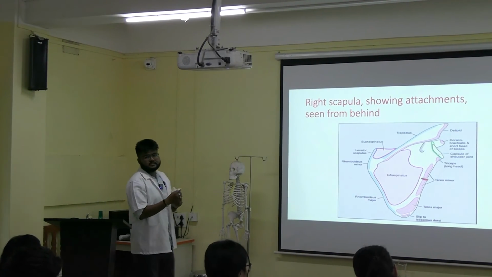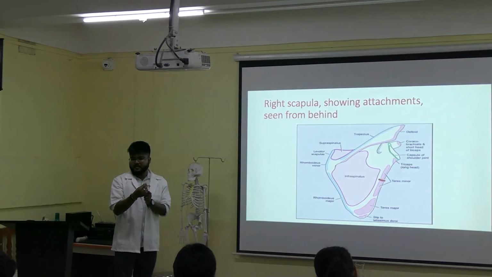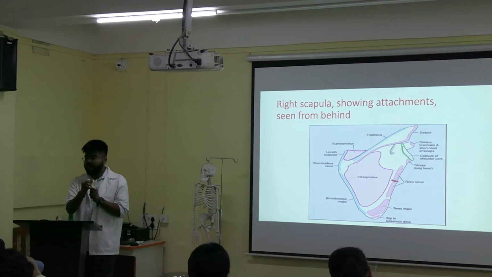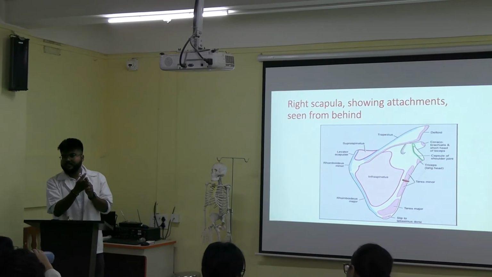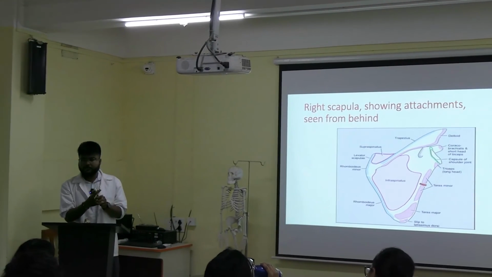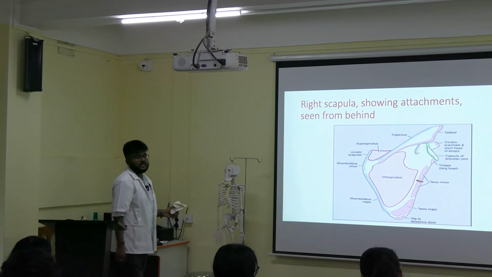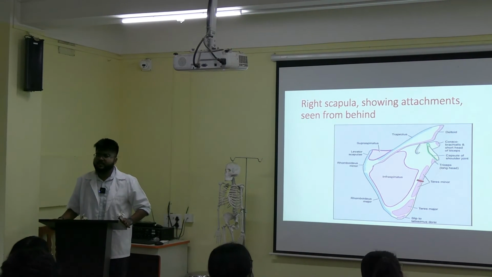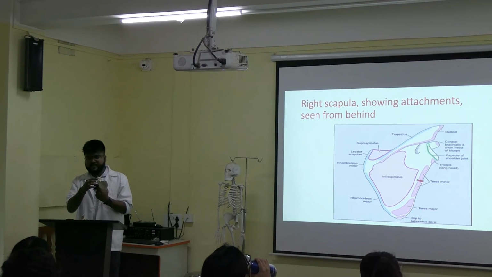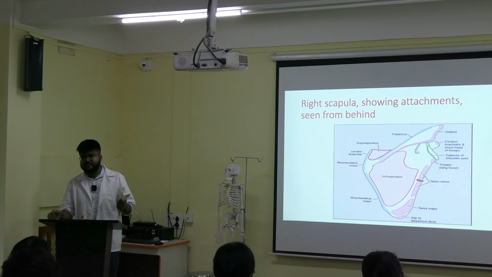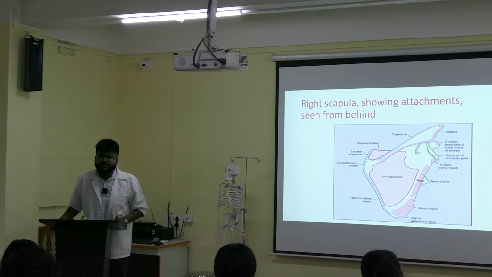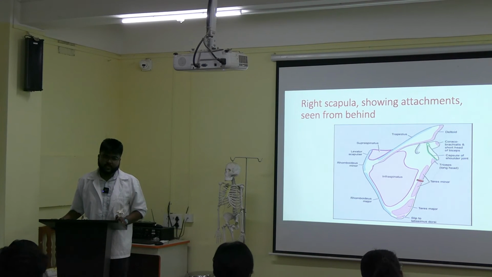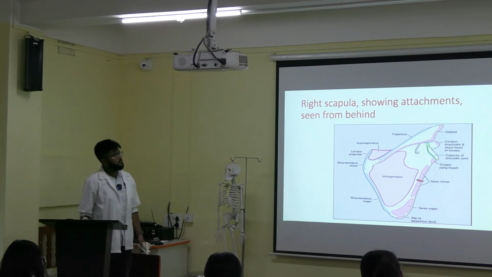Always remember these things come in the OSPE and Viva. Okay, this process, coracoid process, the tip of the coracoid process, muscle attachment. Okay, important. So there are two muscles attached. One is your coracobrachialis, another one is your short head of the biceps muscle. But on the surface of the coracoid process, only one muscle is attached. This is called your pectoralis minor muscle. Okay. So that's all about the muscle attachment.